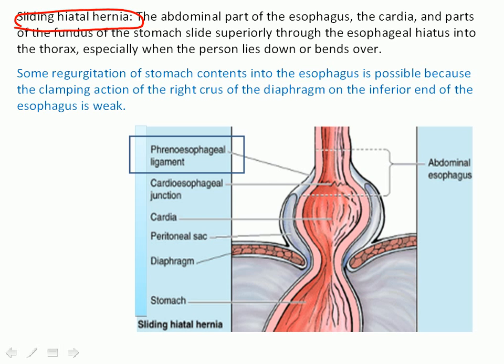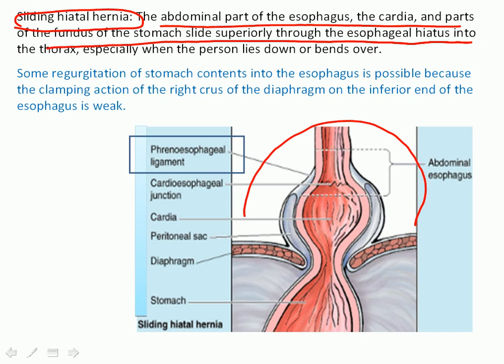The abdominal part of the esophagus, the cardia, in the case of sliding hiatal hernias, as well as part of the fundus of the stomach, slide superiorly through the esophageal hiatus right into the thoracic cavity. This sliding is more obvious when patients lie down or bend over, and it leads to regurgitation of the stomach contents into the esophagus, and partially it's also a result of two other things.